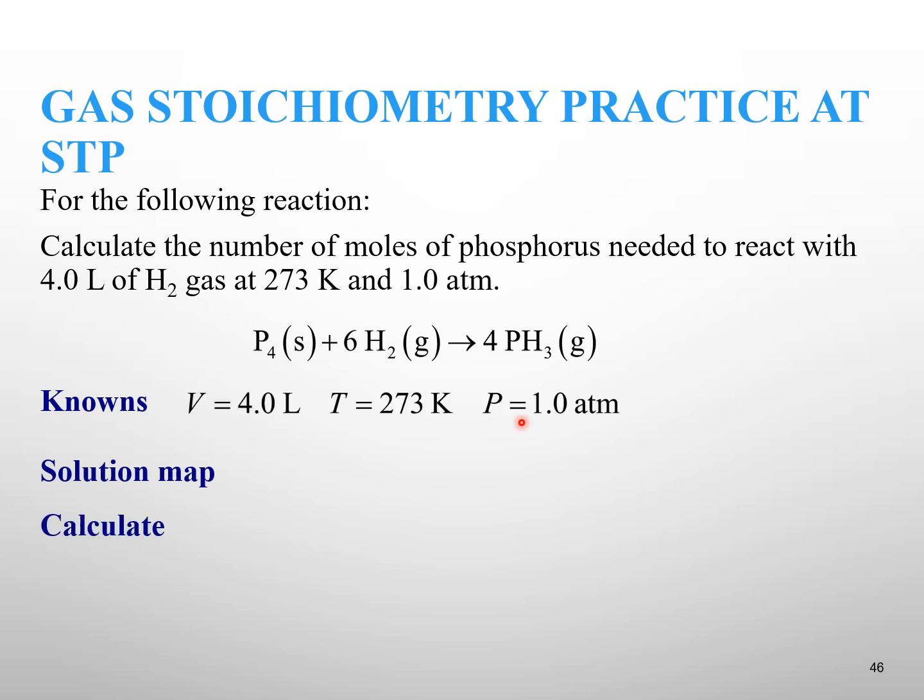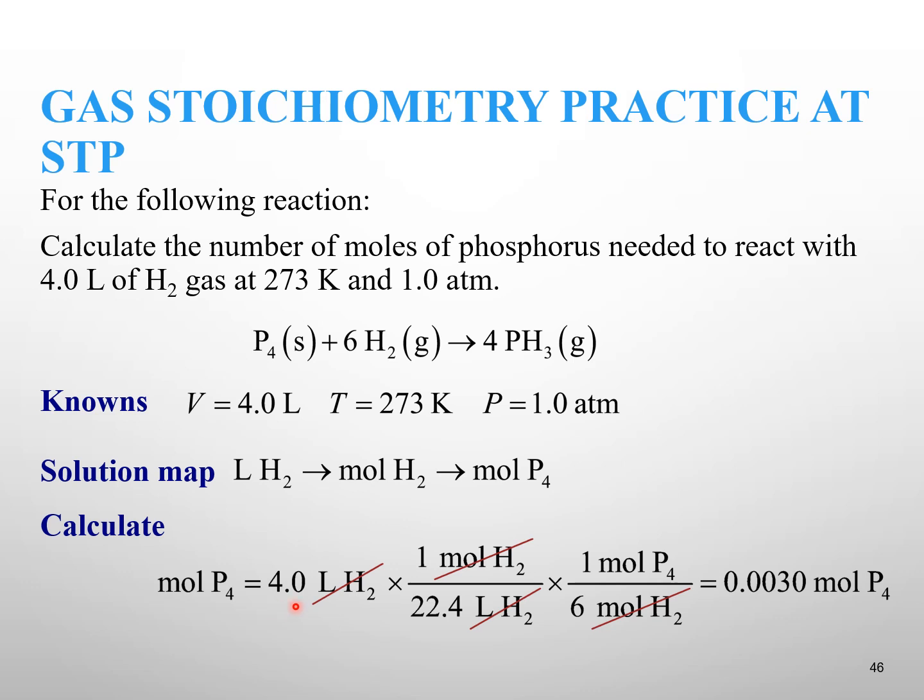So that's what we know so far. We know that pressure is 1 atm and temperature is 273, so that's STP. Volume is 4 liters of hydrogen gas. We take it and turn it to moles using molar volume, and then we do the mole to mole ratio of 1 to 6. So start with 4 liters of hydrogen. 1 mole of hydrogen is 22.4 liters. Cross off the liters, you have moles of hydrogen. Cross off the moles of hydrogen on the bottom. It's 6 moles of hydrogen to 1 mole of P4. You get your answer as 0.0030 moles of P4.